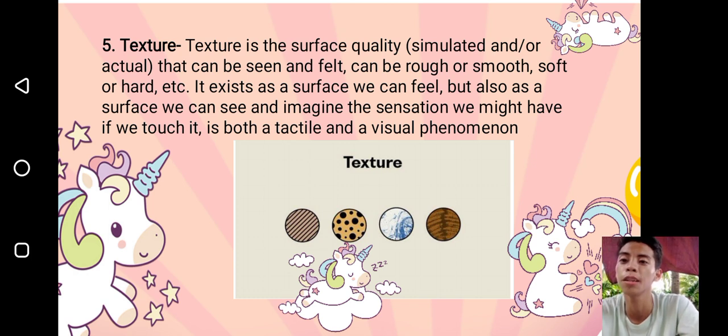Texture is a surface quality, simulated and or actual, that can be seen and felt. Can be rough or smooth, soft and hard, and etc. So it exists as a surface we can feel, but also as a surface we can see and imagine the sensation we might have if we touch. So it's both a tactile and a visual phenomenon.